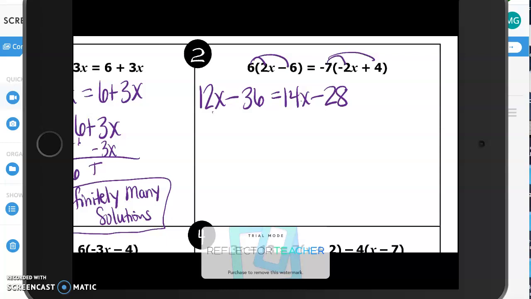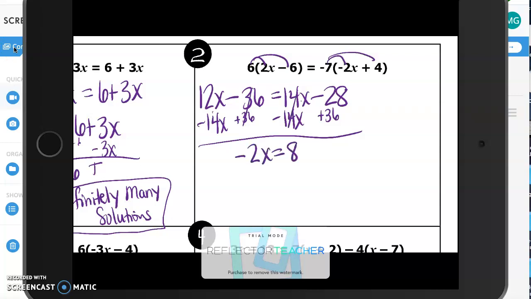So for this one, we would subtract 14x from both sides. And again, if you're comfortable with doing the shortcut, you can add 36 at the same time. If not, do those in 2 separate steps. We should end up with negative 2x is equal to 8. Divide both sides by negative 2, and x equals negative 4.